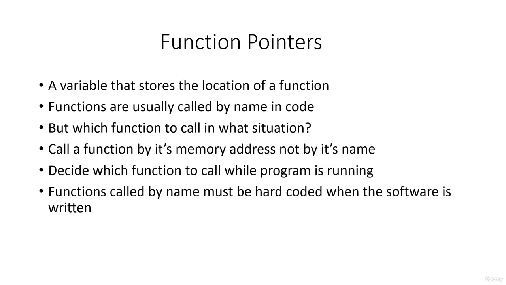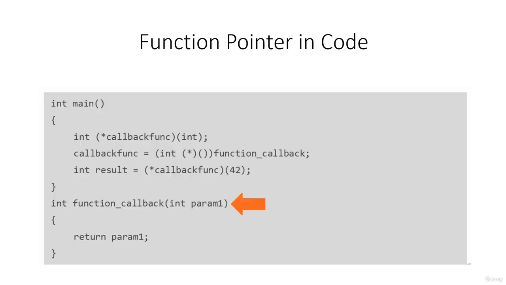Next, function pointers: a variable that stores the location of a function. Functions are usually called by name in the code of a process, but which function to call in a given situation matters. To call a function, it needs to be addressed, not just by its name, and it can be decided which function to call while the program is running, whereas a function called by name must be hard coded when the software is written.